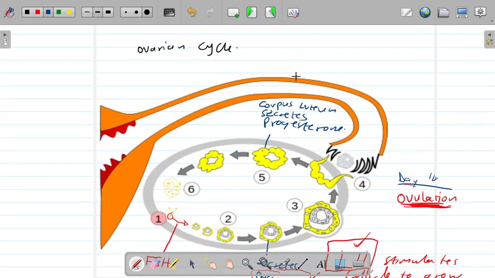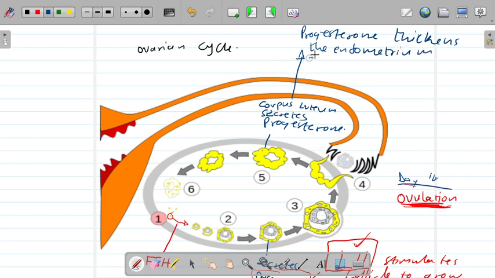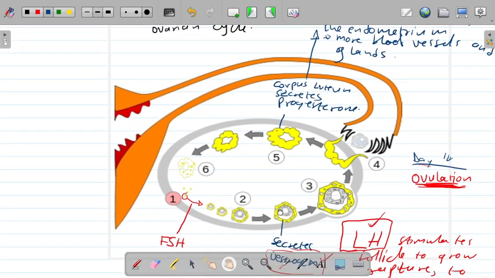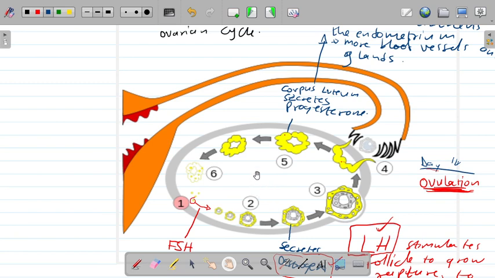Then what is the function of progesterone? Now the progesterone basically thickens the endometrium or the uterine lining, providing more blood vessels and glands in preparation for pregnancy. That is during the ovarian cycle.